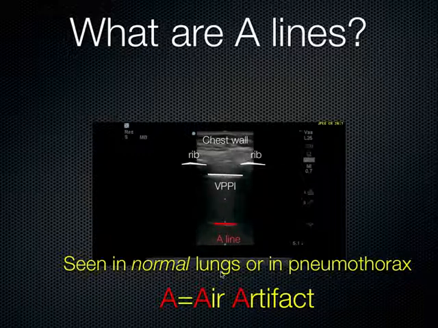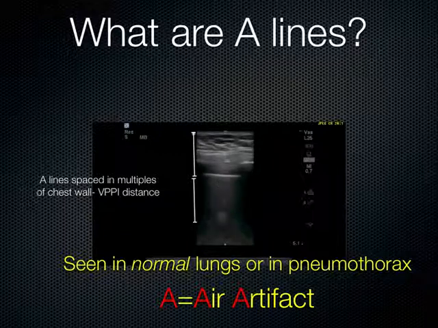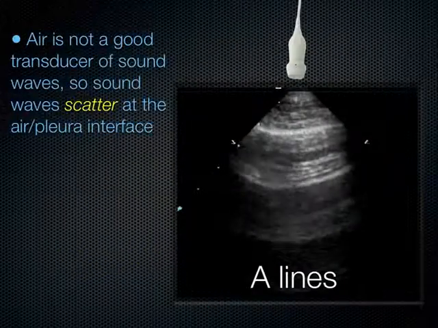And we see this with normal lungs. We can also see it in patients who have a pneumothorax. But that's the idea. We want to differentiate what normal is from abnormal. And so those, again, they repeat in multiples as you go into the chest. You'll see those repeating A-lines coming down.